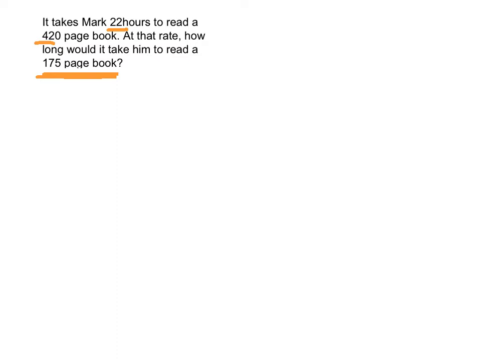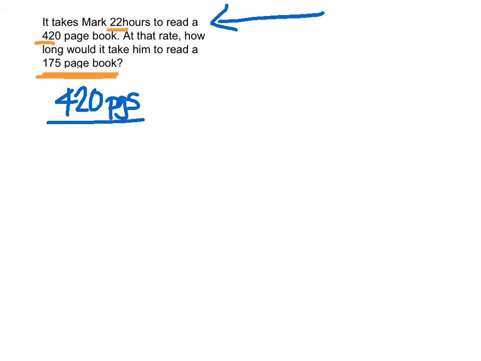So if you get a number bigger than 22, you know you've done something wrong. So let's see if we can set up this problem. Our first piece of information was in that first sentence: 22 hours to read a 420-page book. That means 420 pages per 22 hours. And it's equal to what?